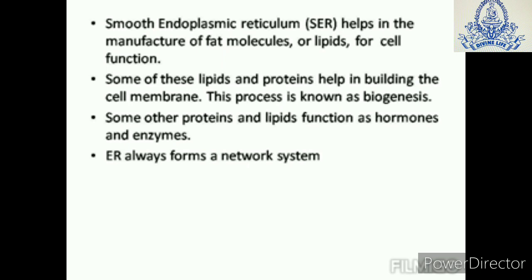Smooth endoplasmic reticulum helps in the manufacture of fat molecules, or lipids, for cell function. Now, some of these lipids and proteins help in the formation of the cell membrane. Now, this kind of process is known as what? Biogenesis. Some other proteins and lipids function as hormones and enzymes. Endoplasmic reticulum always forms a network structure.